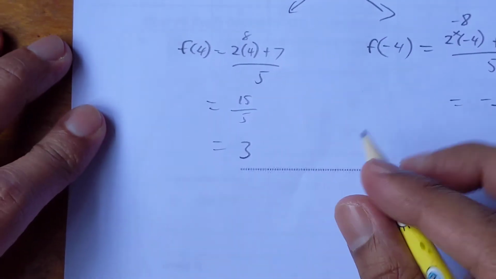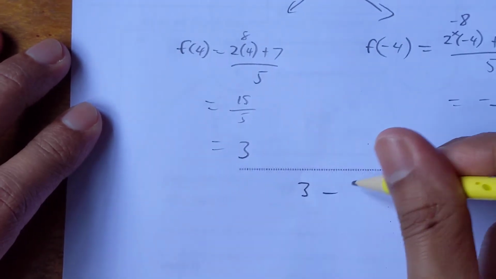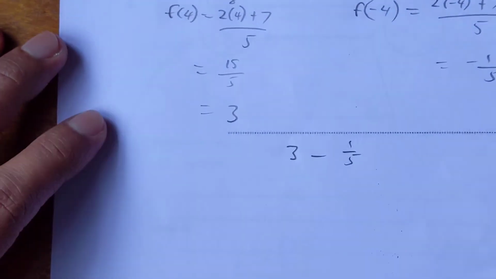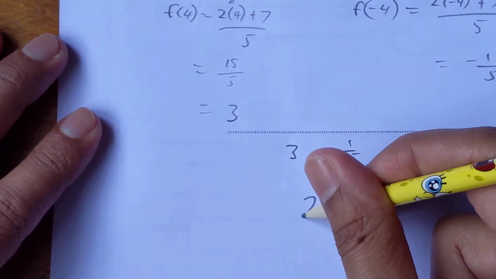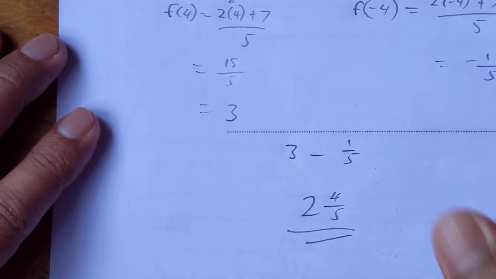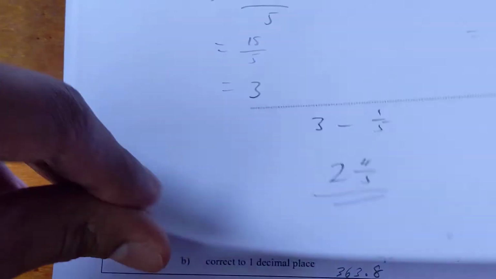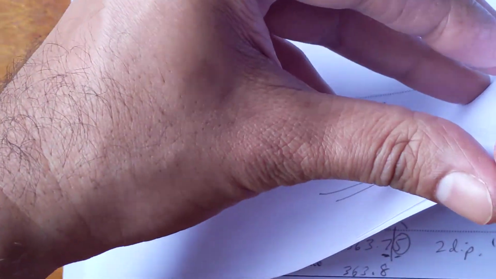So I really have now 3 for f(4), minus 1/5. And by now you should know how to work this out. You can find the LCM, whatever, it's going to work out to 2 and 4/5, for 2 marks. That's an easy 2 marks to get. Let me see what some of the other function pieces would look like.